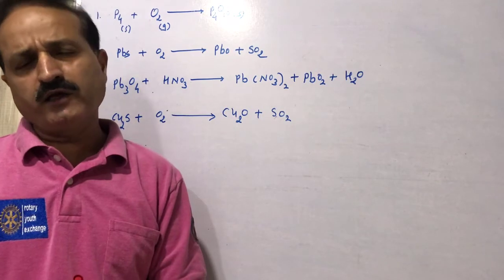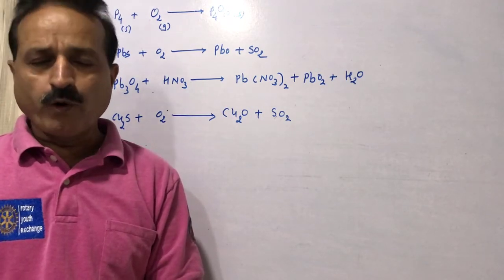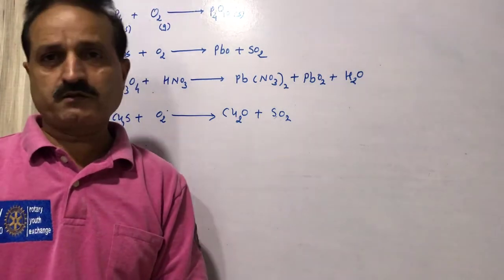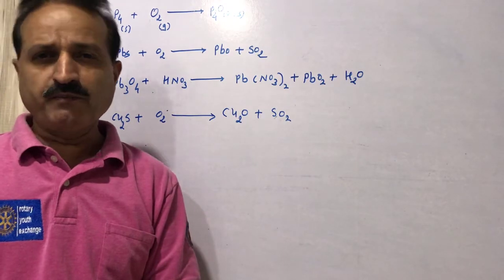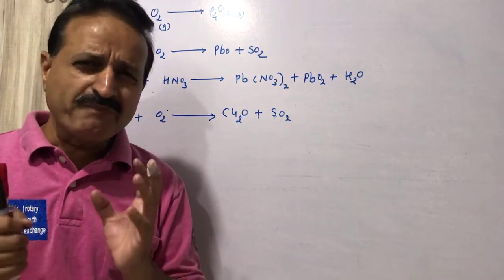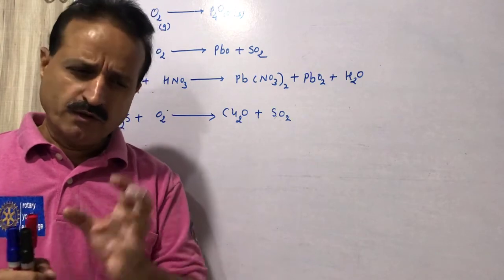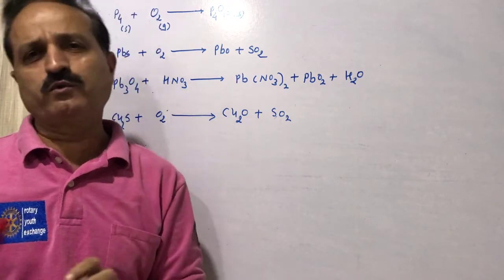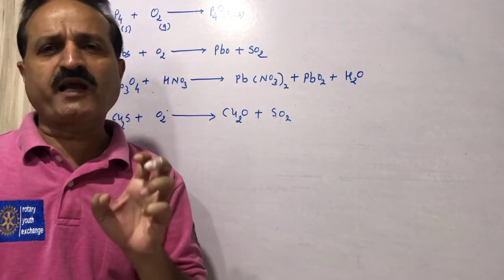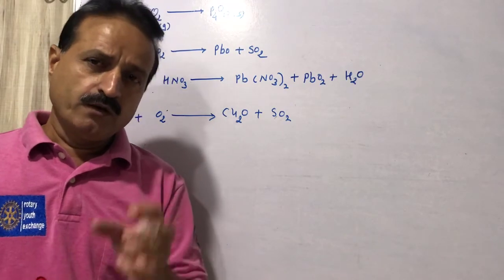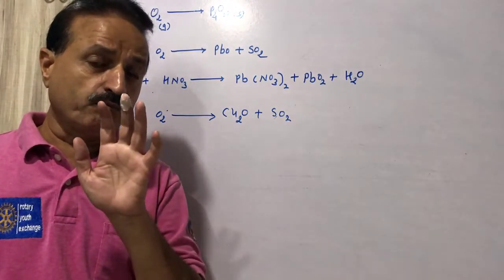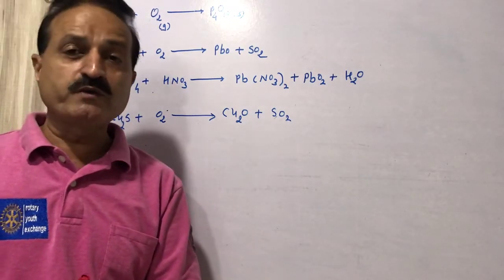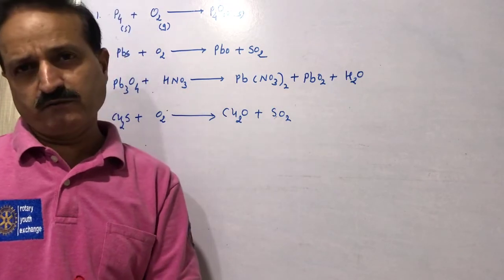Any chemical reaction you observe, it must be a balanced chemical equation. Balanced equation means what? The number of left hand side elements will be equal to the number of right hand side elements. The number of each element on both sides should be the same. That is said to be a balanced equation.